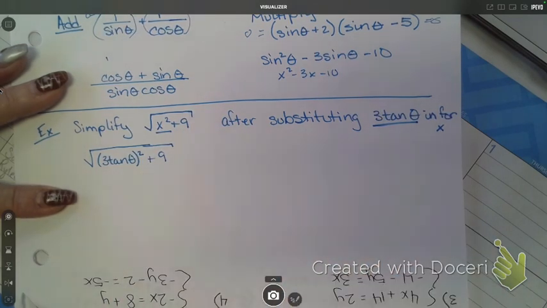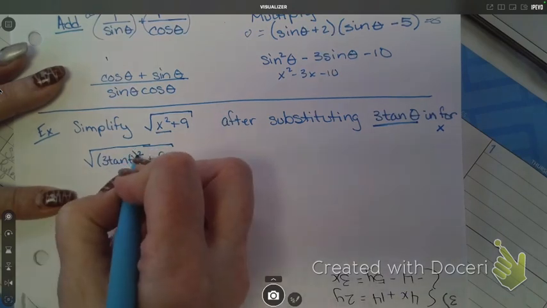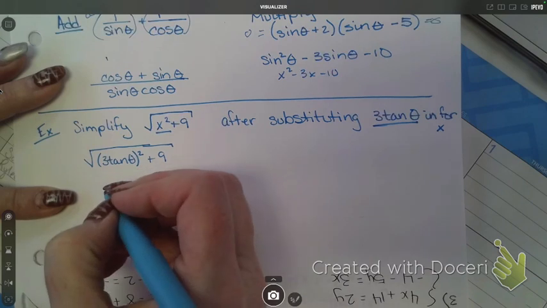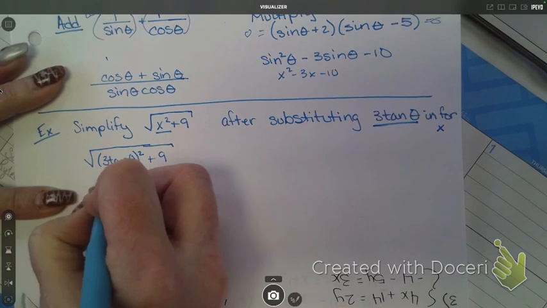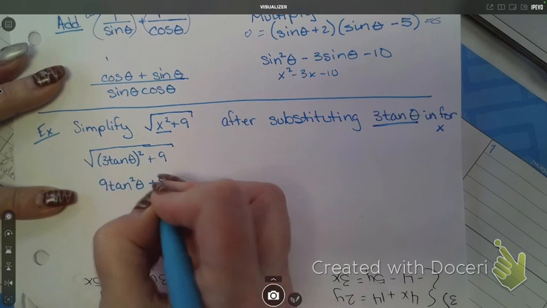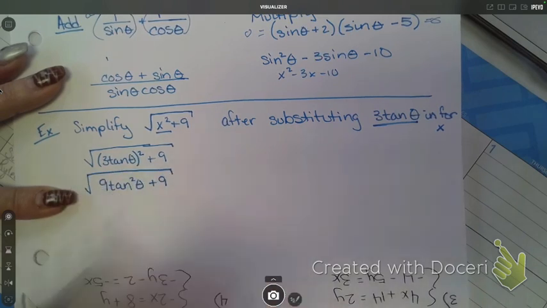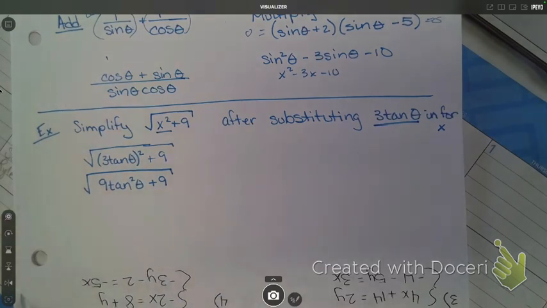So would it just be 3 tangent of theta plus 3? Well, you have to square it. So wouldn't that be 9 tangent squared? Yeah. Because when I square 3 tangent theta, I get 9 tangent squared theta. Now what can I do with that inside there? Because I can keep going.